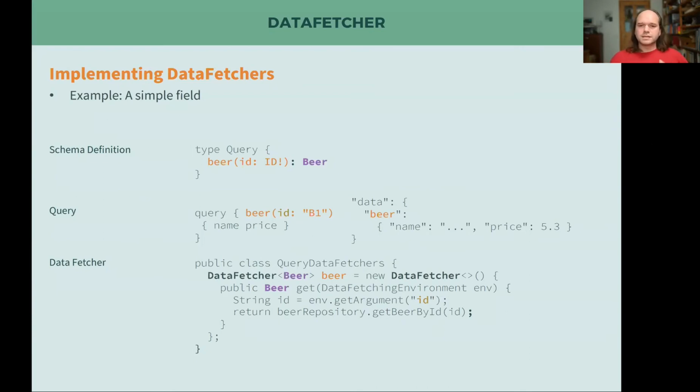This is somehow comparable, I think, to a REST controller endpoint. It's not exactly the same, but maybe you get the idea better. So it's a little bit comparable. If you would have an API/beer/ID endpoint, then this would be the counterpart in GraphQL.